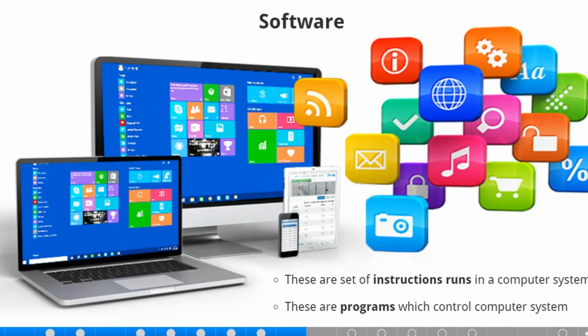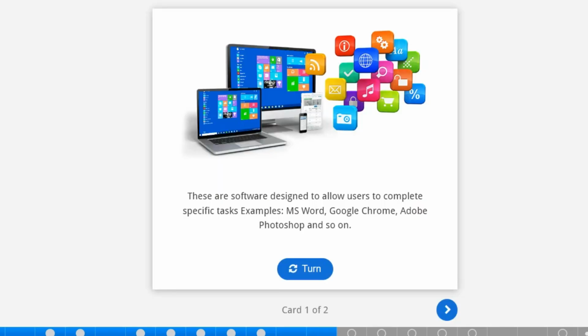Software, these are sets of instructions that run in a computer system, or if you don't want to say that, you can say that software are programs which actually control the computer system. So I give you two definitions. You can say any of the two. However, the keyword here is instruction. These are sets of instructions. And if you want to say, the keyword here is program. All right. Now, let's look at something else.